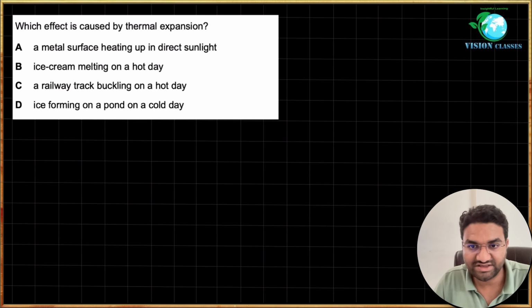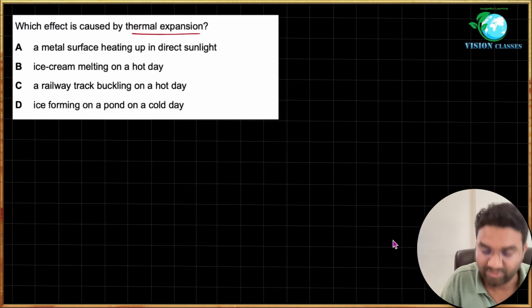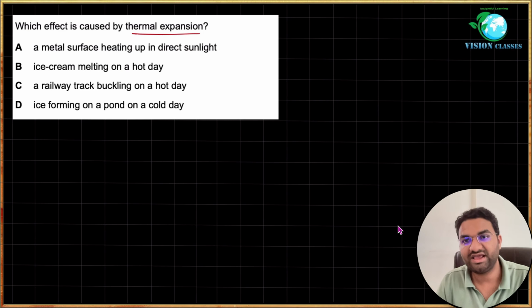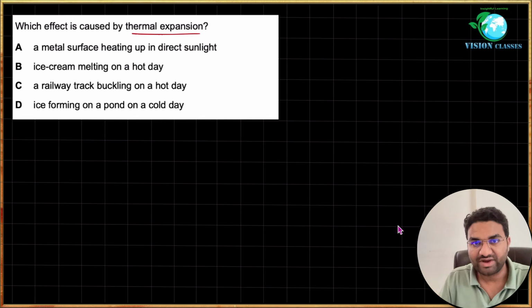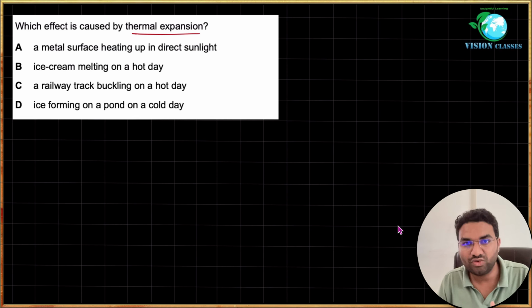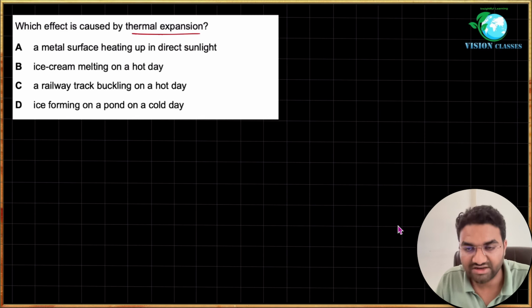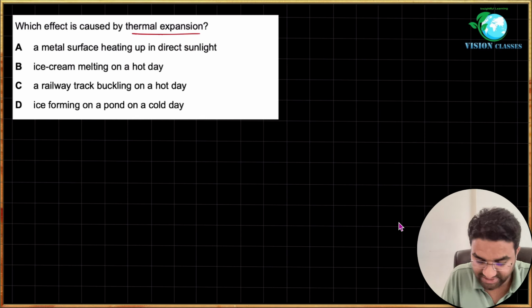So the next question is: which effect is caused by thermal expansion? Thermal expansion is basically the tendency of matter to change volume in response to a change in temperature. It means that as temperature goes up or the matter is heated, the particles move more vigorously, and the average space between the particles increases, which leads to expansion in size. So we'll analyze the options one by one.